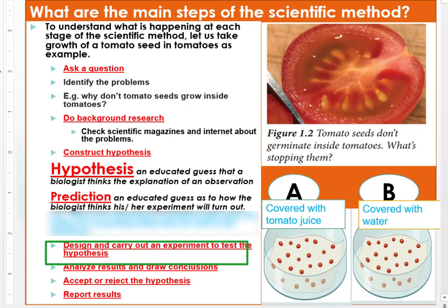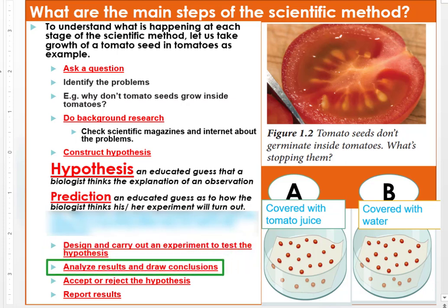At the fifth stage, we should analyze results and draw conclusions. At this stage, experimental results should be analyzed to draw conclusions. In this case, tomato seeds placed in a petri dish on filter paper and covered with tomato juice do not germinate, but tomato seeds placed on filter paper in a petri dish and covered with the same volume of water do germinate.